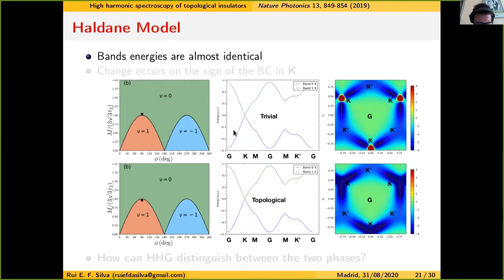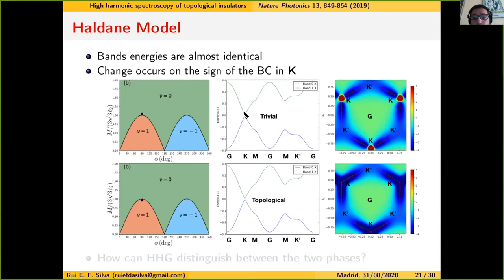And I'm going to show both the band structure and the Berry curvature in the conduction band and in the valence band. So you see here that the band structures are almost identical between the trivial and topological. I've chosen these parameters to be able to have the same band gap in both cases. But what you see is that the change occurs in the sign of the Berry curvature at K. In the trivial case, the Berry curvature has a positive sign, and when we go to the topological case, we see a change in the sign of the Berry curvature at K. And K is really the point that has a minimum band gap.